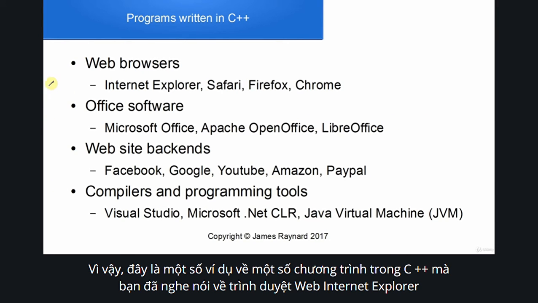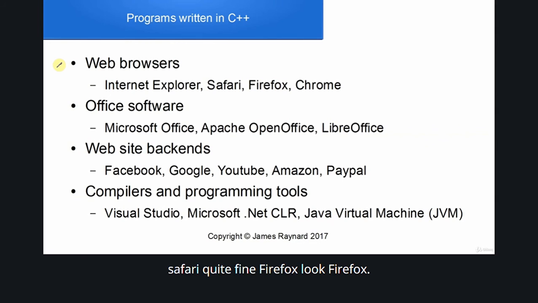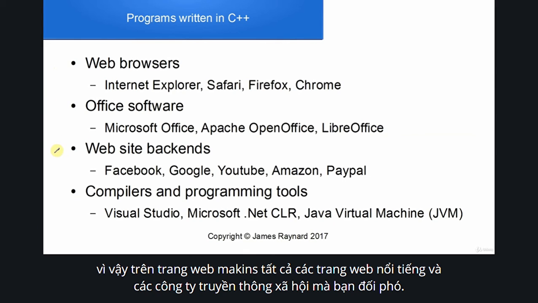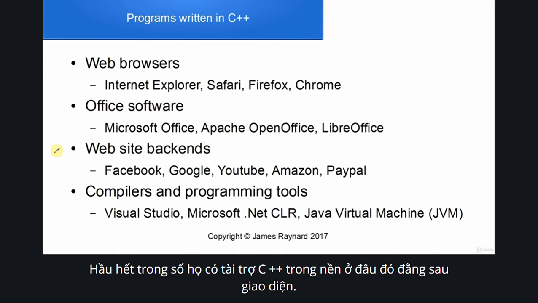So here are examples of some programs in C++ that you will have heard of. Web browsers, Internet Explorer, Safari, Firefox, not Firefox, I don't know why I said that. Office software, so these are word processors, spreadsheets, presentations and so on. Website backends, all these famous websites and social media companies that you deal with. Most of them have got C++ running in the background somewhere behind the interface.